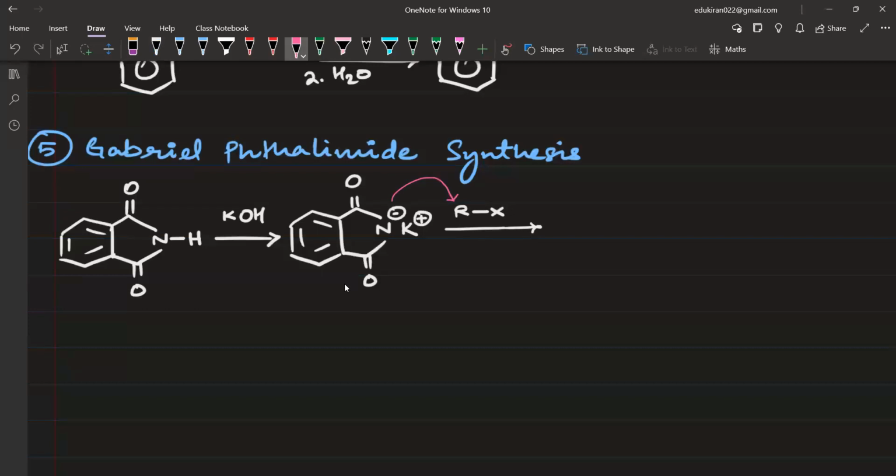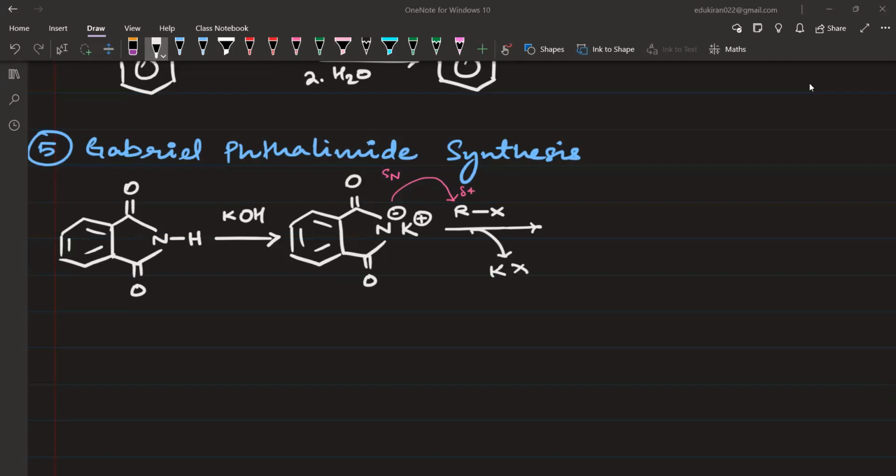Why? Because the alkyl group will be having delta positive charge as it is attached with the more electronegative halogen atom. Now, this attack is SN2. Okay, or you can consider it SN, but since it is a primary alkyl halide, it will be SN2. Now this is SN, nucleophilic substitution reaction, and nitrogen attacks here, and K goes out along with the halogen, so KX has left from here.